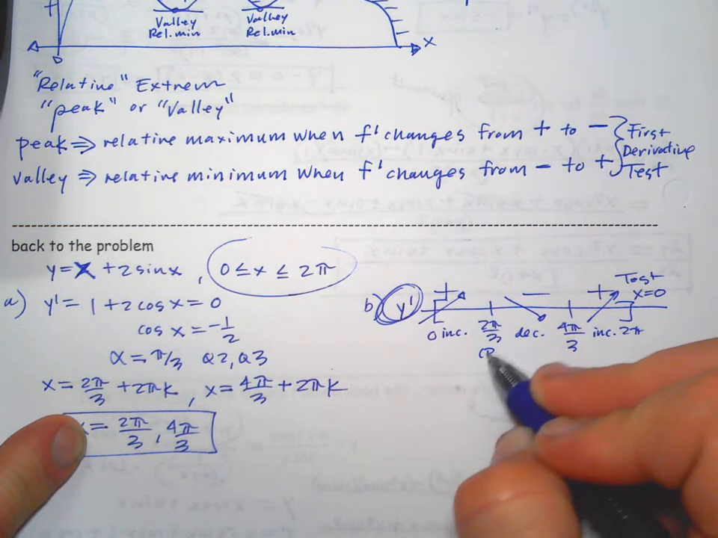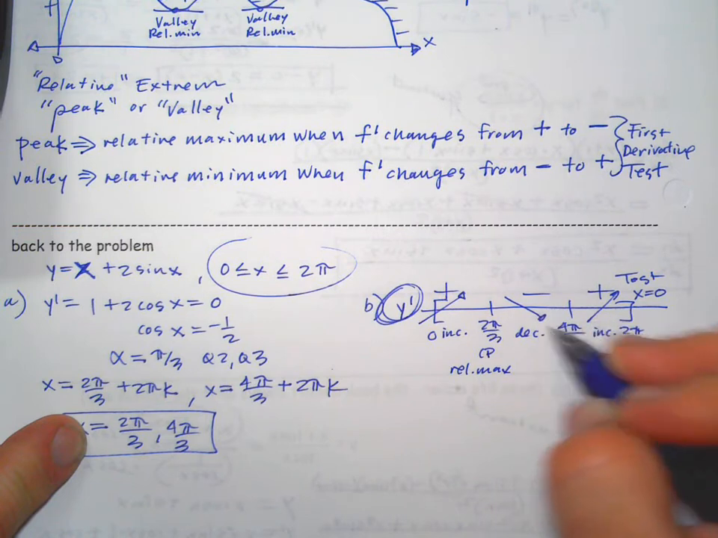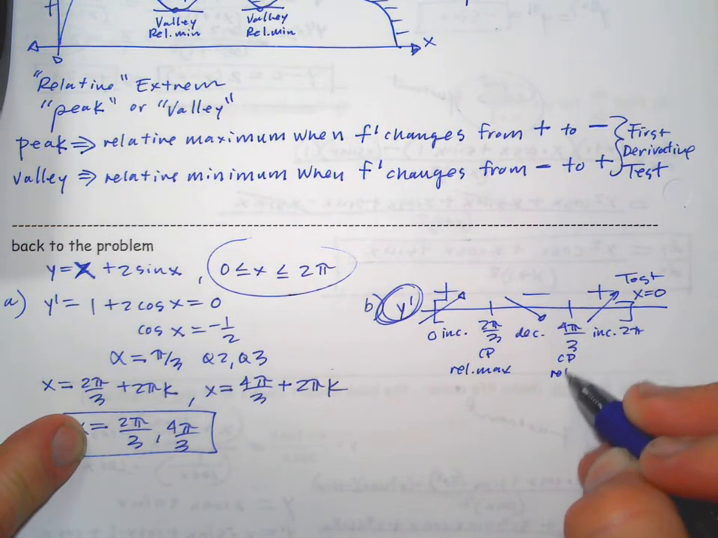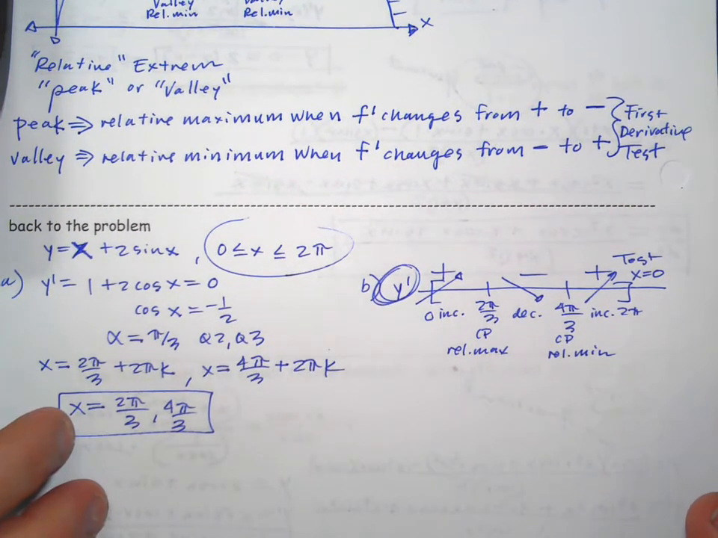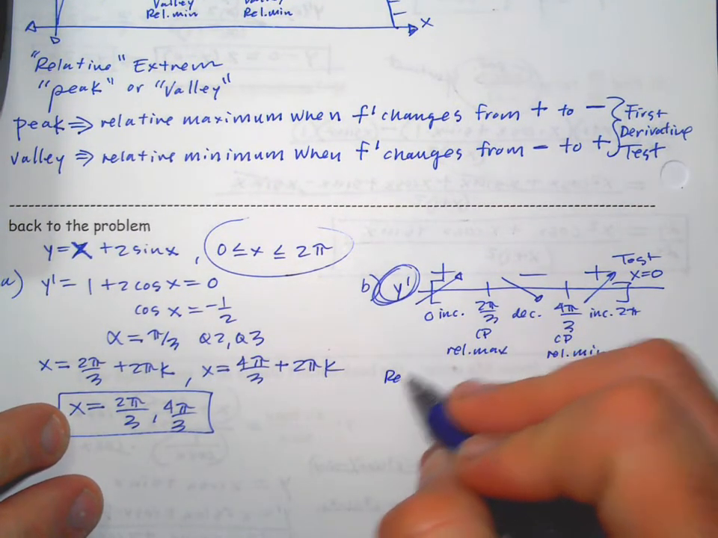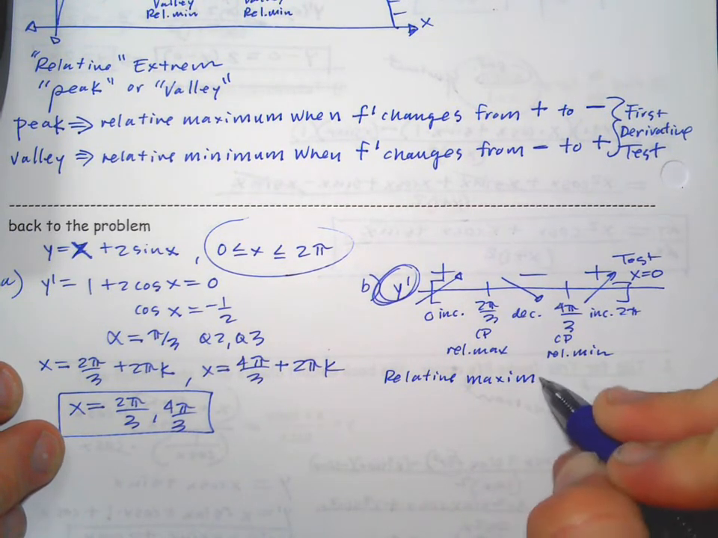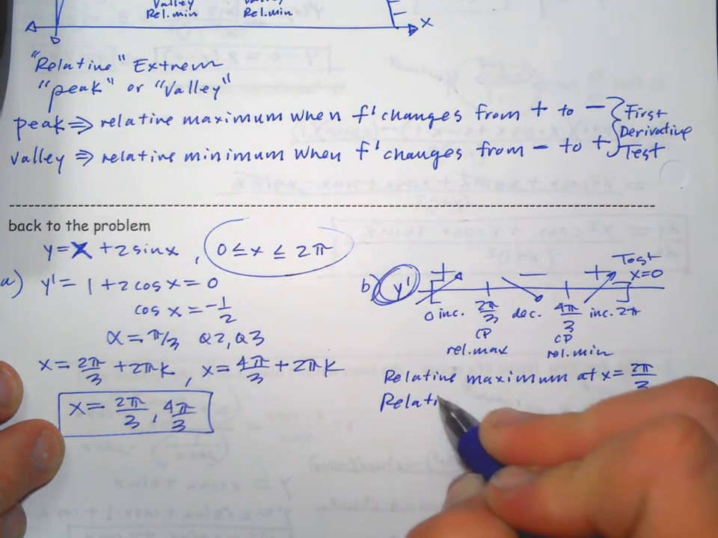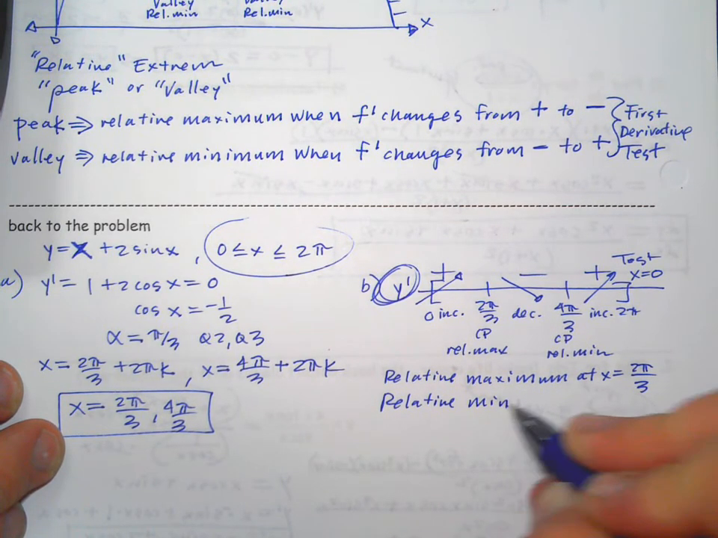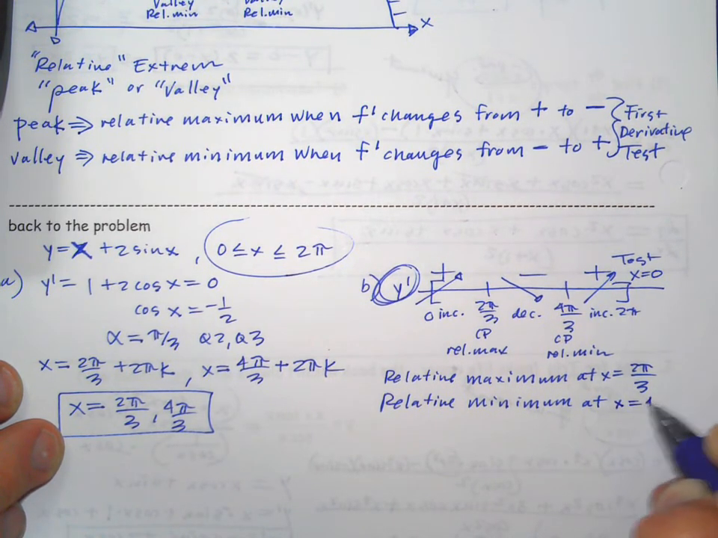This critical point right here, you can just tell from this graph, is a relative max. From this graph, you can tell this critical point is a relative min. Right? That line check gives you a lot of good stuff. So I'm going to say there's a relative maximum at x equals 2 pi over 3. There's a relative minimum at x equals 4 pi over 3.